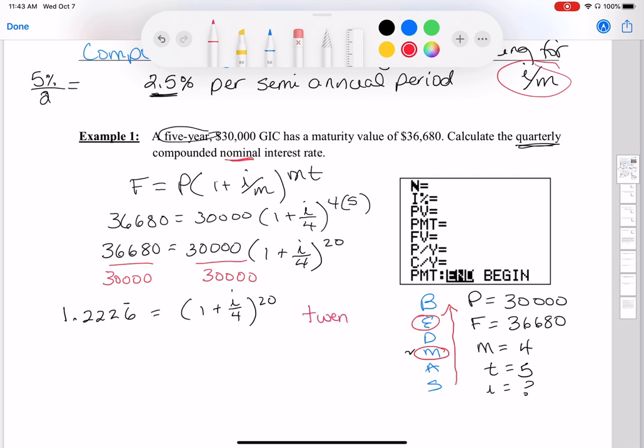I don't know if I know how to spell that. 20th root. Maybe, maybe not. We'll just erase it and pretend that I knew how to spell it.